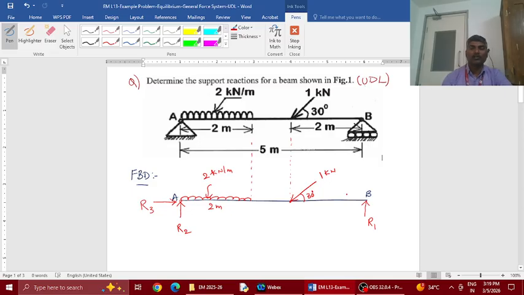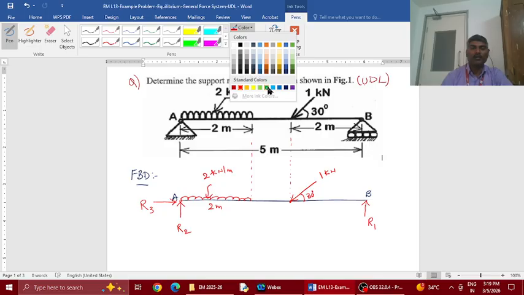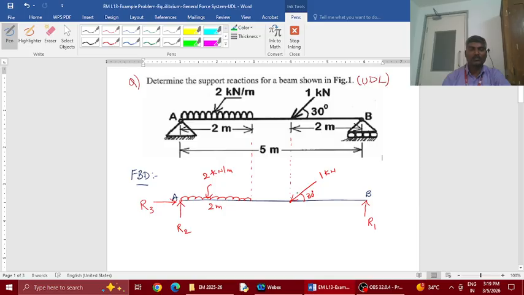So now let us convert the inclined force into two components, by rectangular components. So these two are its components. This horizontal component will be 1 cos 30. The vertical component will be 1 sin 30. Now what to do with this UDL?